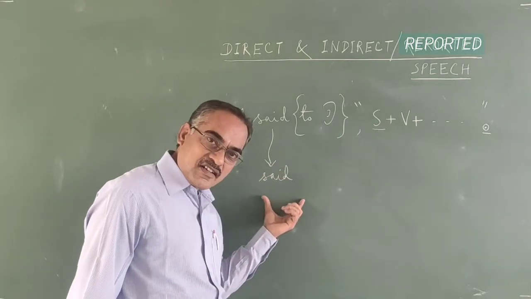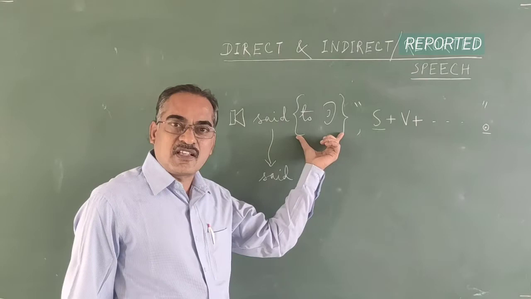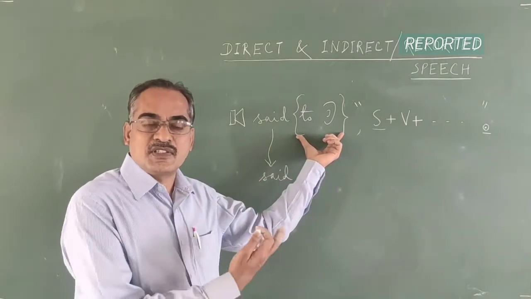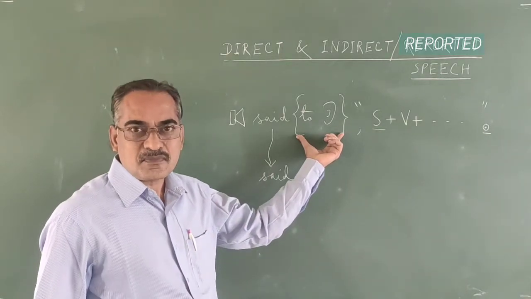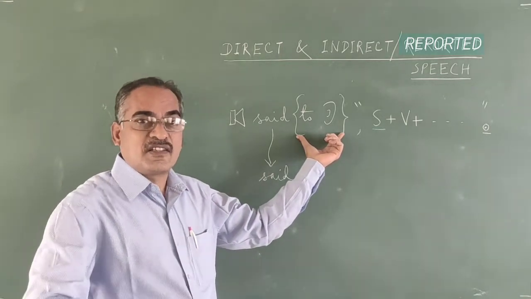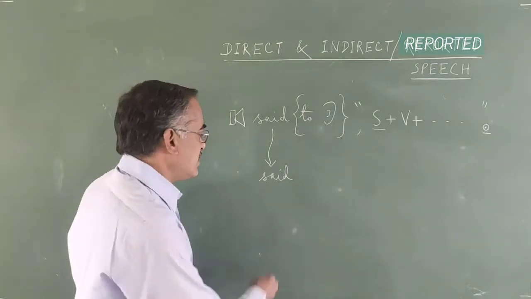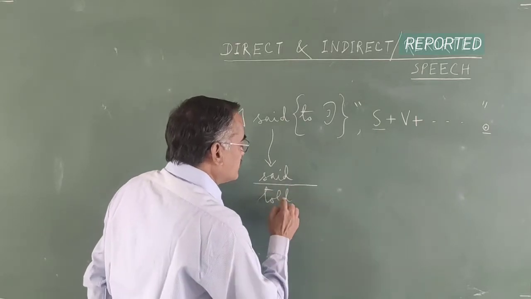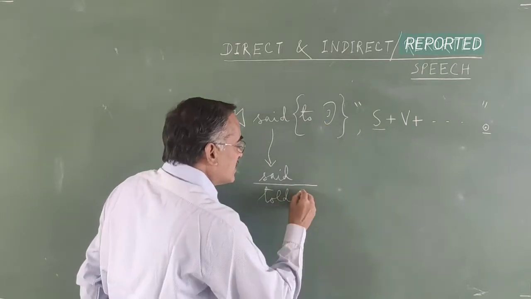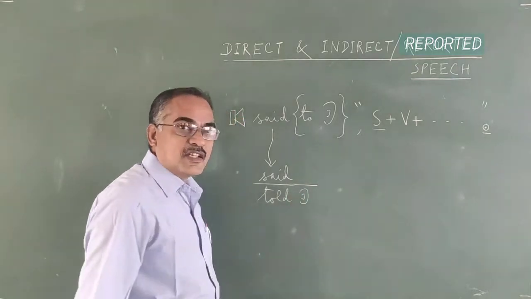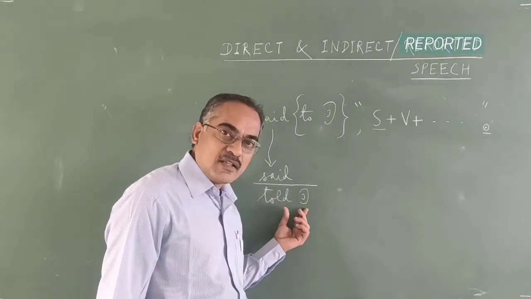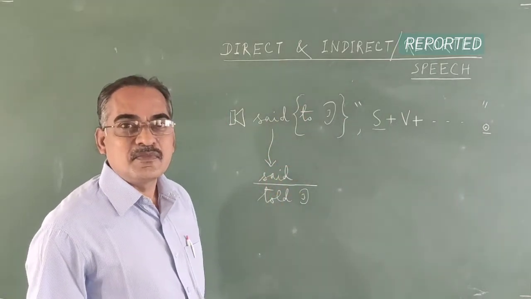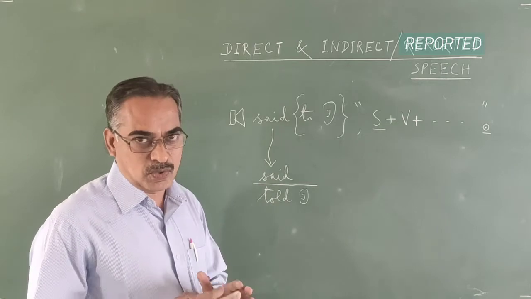This said is written as it is when there is no listener, if the listener is not given in the direct speech. That is why I have put that within brackets. If the listener is given in the sentence, then you should write told. But after the word told, the listener should be written here. The word told should be followed by the listener. If the listener is not given, we have to write only said. This is the difference between said and told.